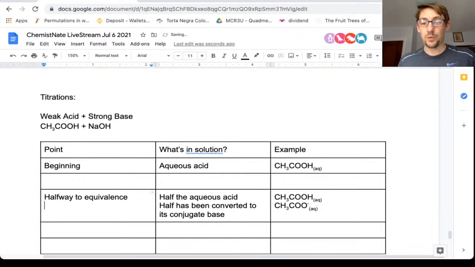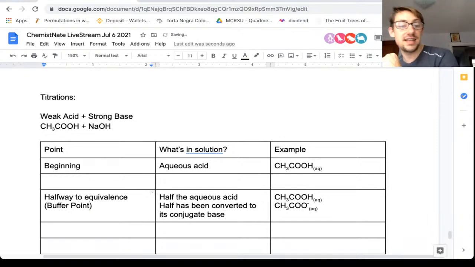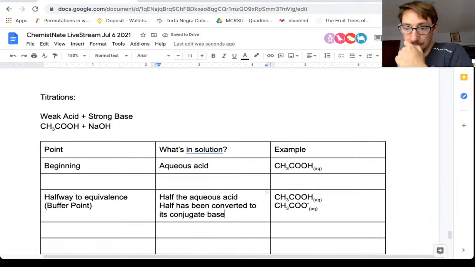Now, when you have the same amount of original acid left over and conjugate base forcefully made, this is actually called, I think it's called the buffer point. And in order to figure out the pH at this point, you can use the Henderson-Hasselbalch equation.